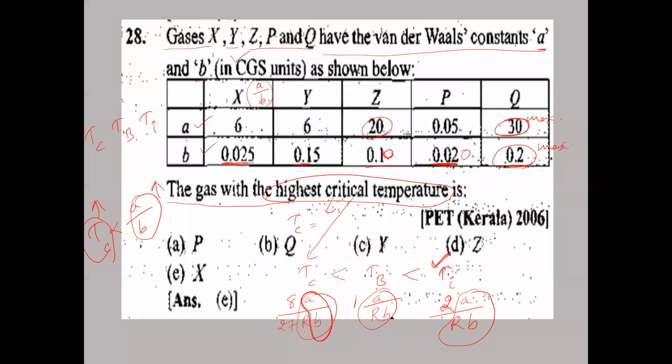Because R is constant for all gases here. That's why for all gases the critical temperature formula will be the same, but the A value and B value will change for different gases. That's why you always take the A by B ratio. So a higher A by B ratio indicates what? A higher critical temperature. Is that clear?